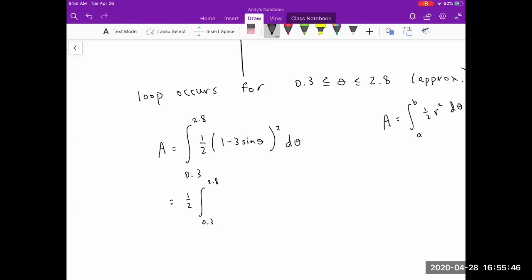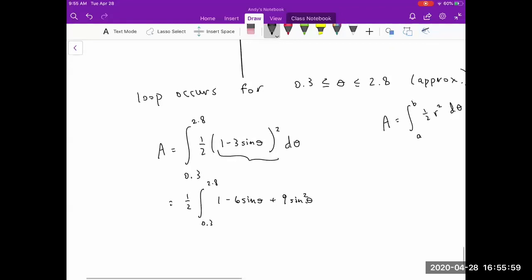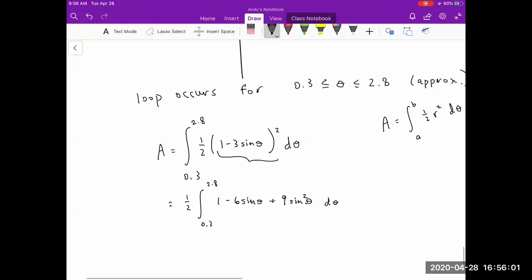So if we actually expand this out, it's going to be 1 minus 6 sine of theta plus 9 sine squared theta, d theta. I think that's okay. Let me check to see if anyone put anything in the chat. No one's put anything. Okay, good.